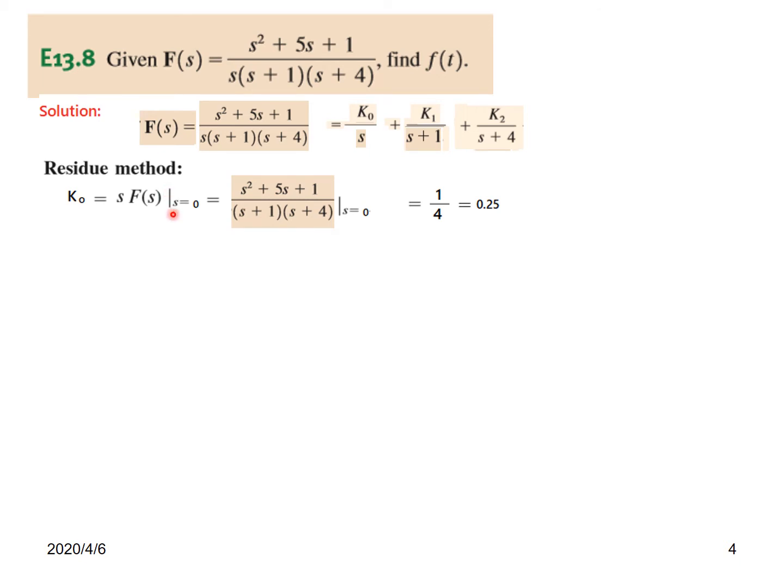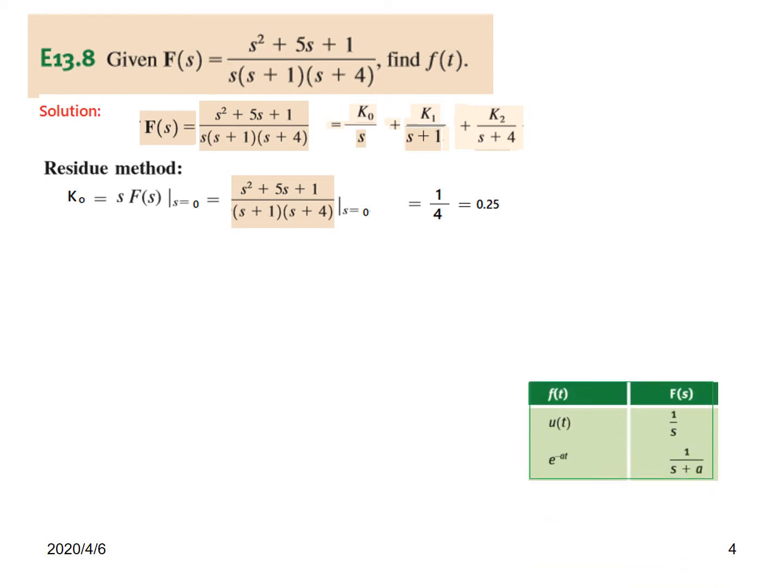So s gets cancelled, so this is the term remaining. And then we apply this condition that s is equal to 0. If you put s is equal to 0, this becomes 0, this becomes 0, so 1 at the top, and here this is 0, so 1 multiplied by 4, so 1 by 4 is equal to 0.25. So this is the value of k0.